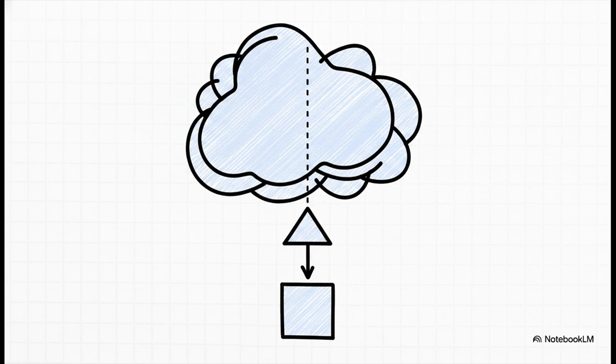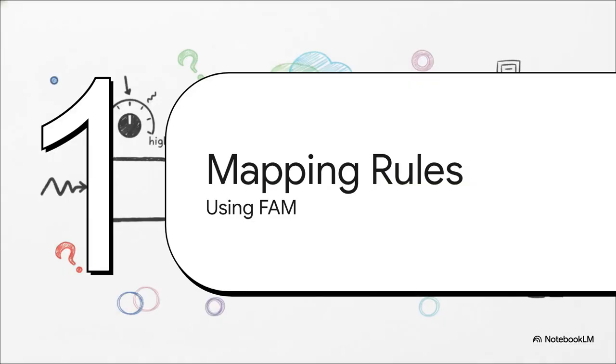It finds the precise point that slices that unified fuzzy shape into 2 perfectly equal masses. And boom, that center point becomes our final, definitive output number. Which brings us right to Section 3, mapping rules with FAM.